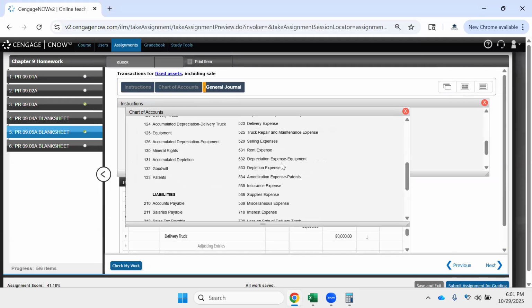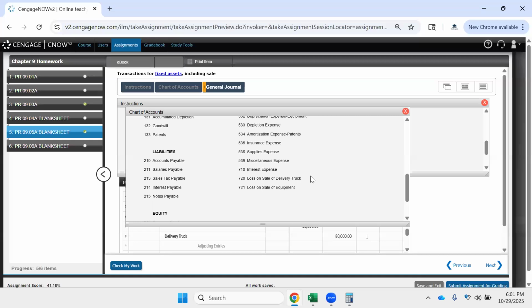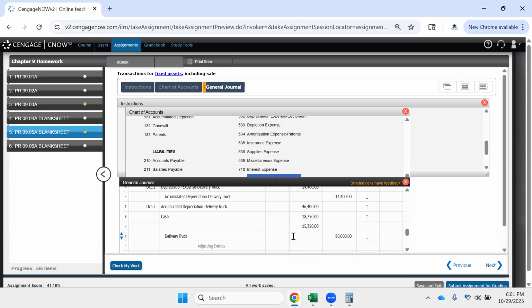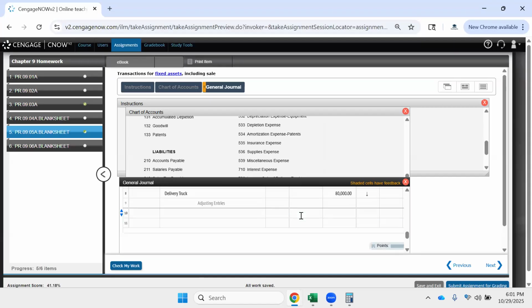In the chart of accounts, the loss appears in the expense section. Loss on sale of delivery truck. And that's going to be a debit because our losses are debits. They reduce our owner's equity.